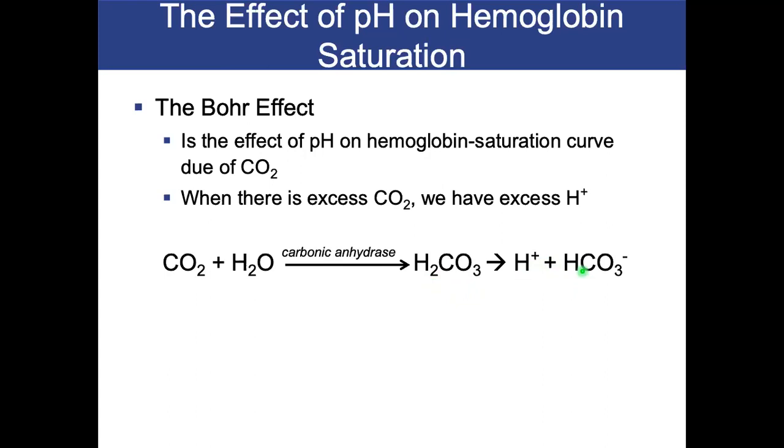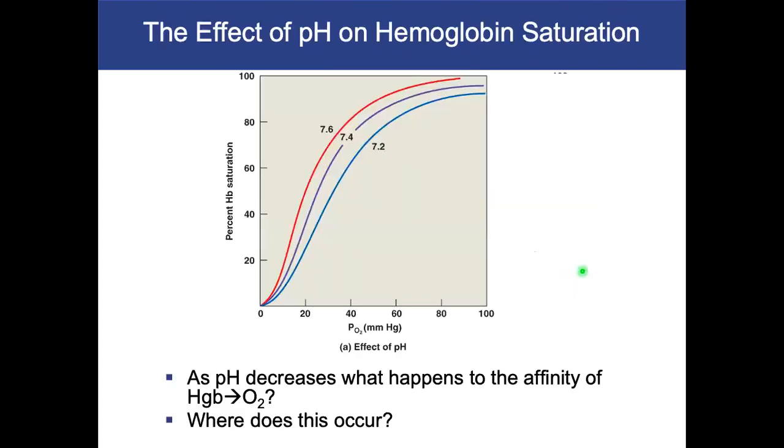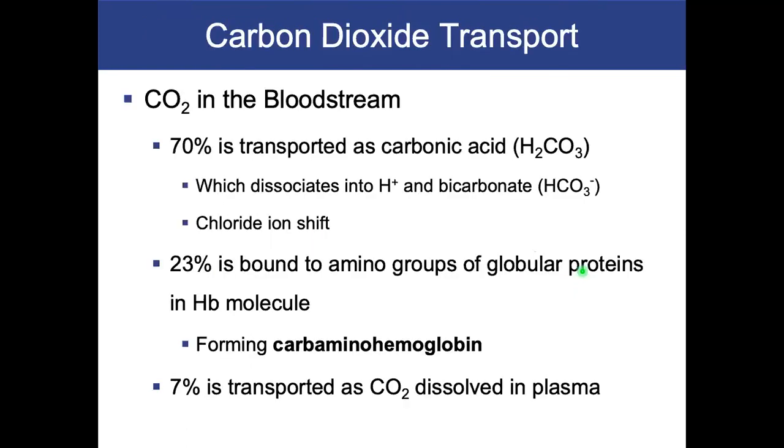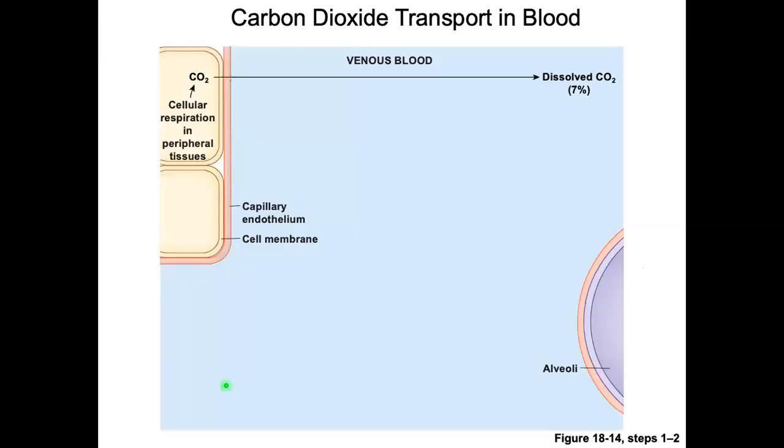So let's take a look at this. And again, this is pH effects on hemoglobin, so you should take a look at the blood lecture again, because we talked about it already. But how is CO2 transported in the blood? 70% is transported as carbonic acid, but we're not done. Once it's formed, it separates into H plus and bicarbonate ions. And we need to talk about the chloride ion shift. Some of it is transported via hemoglobin, and then some of it is transported in the plasma. Let's take a look at this.